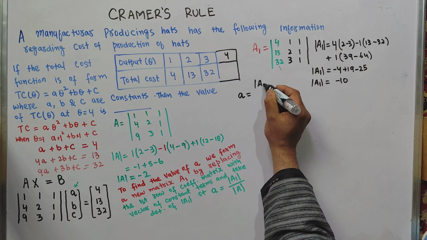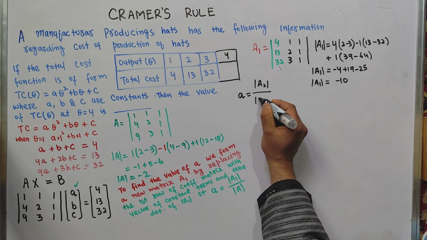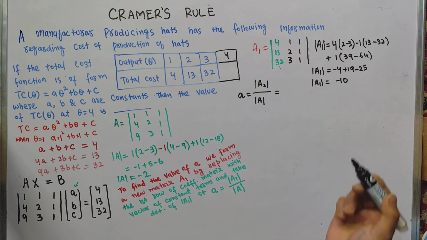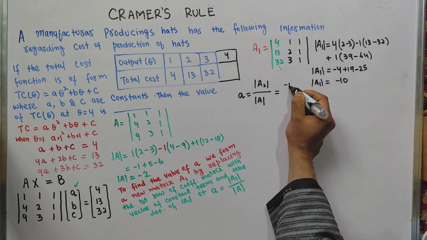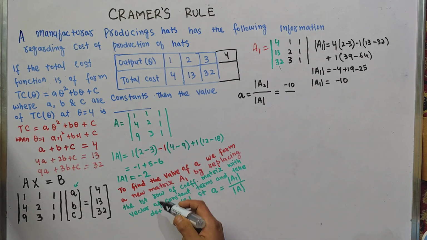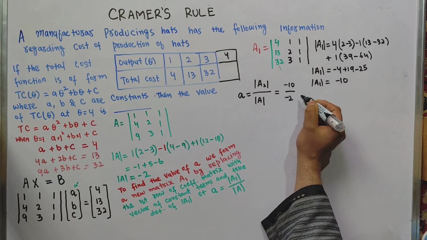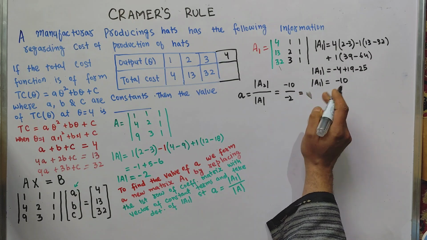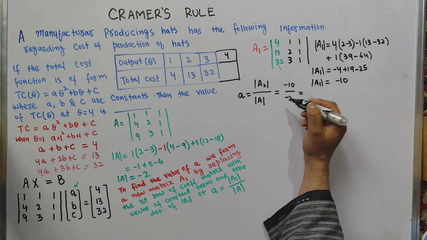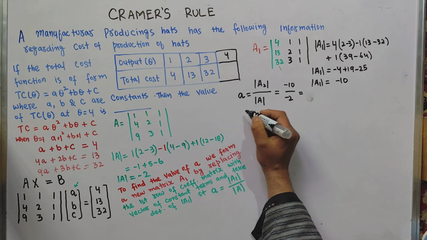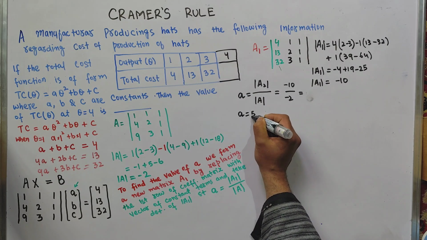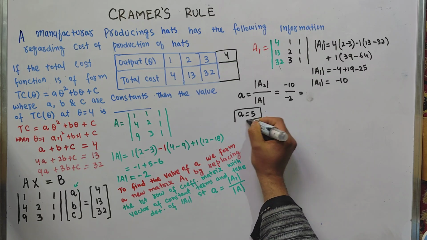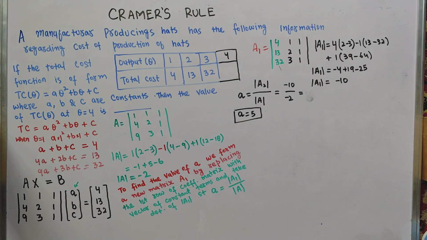Then the value of A will be equal to the determinant of A1 upon the determinant of the coefficient matrix. So it is minus 10 upon the determinant we got, minus 2. That means the value of A will be equal to, minus minus gets cancelled, so we get 5. That is, A is equal to 5. So we are done with A.